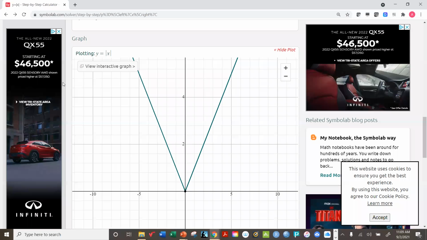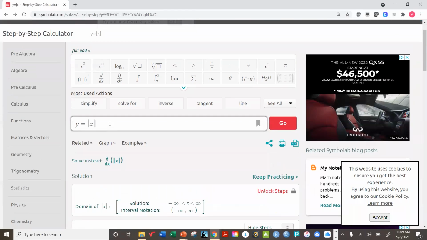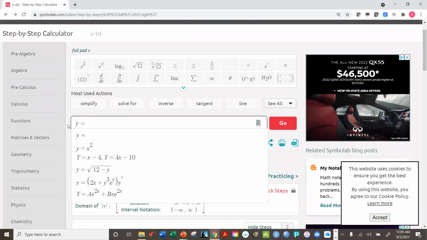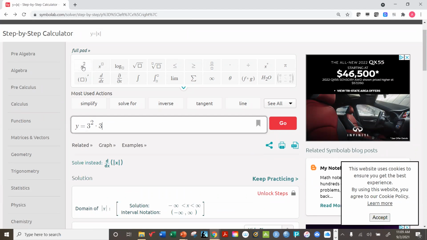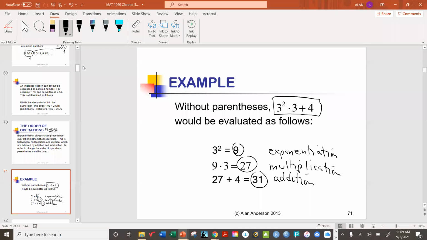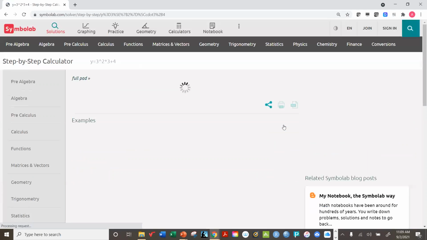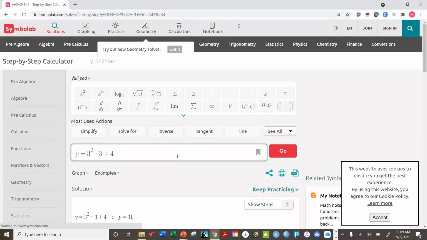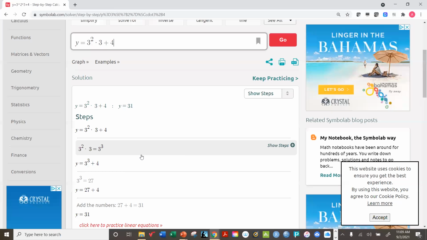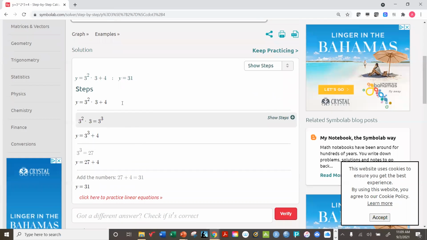All right, where are we? So we're going to say, I think I have to use the y first. Y equals 3 squared times 3 plus 4 and the solution, oh boy, are these guys helpful. Look what it did. It broke it up in pieces. I didn't even realize it was able to do this. It's showing you step by step.